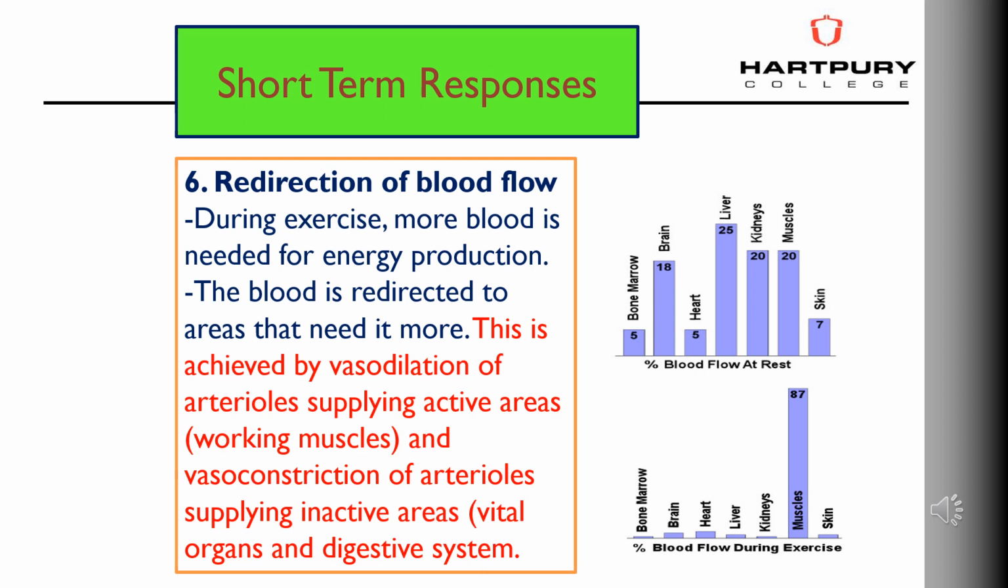So again, this is another short-term response. This is our last one now, so last one of 6 responses, and that's the redirection of blood flow. So the response is that during exercise, more blood is needed for energy production. Therefore, we redirect that blood to areas that need it more, and that's done through the process of vascular shunt, essentially. So that's achieved through vasodilation, supplying active areas with more blood, okay, those working muscles, and vasoconstriction, supplying inactive areas, okay. So that's the vital organs and digestive system.